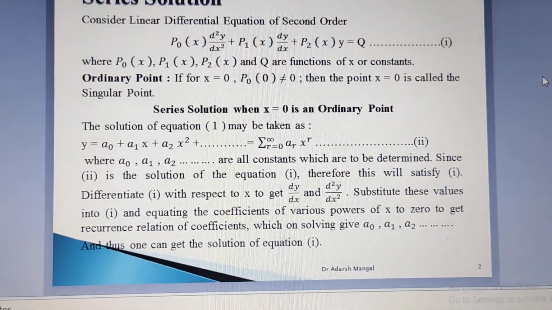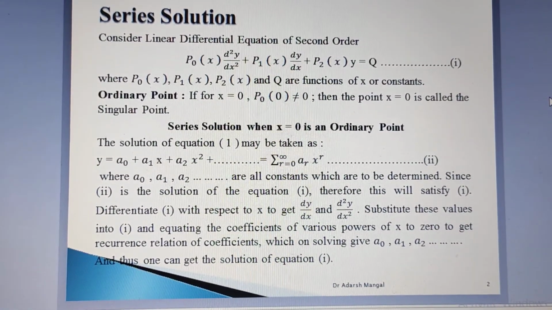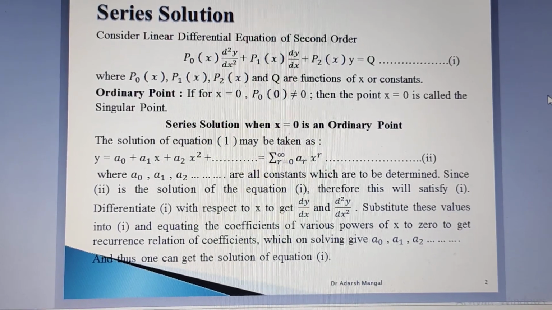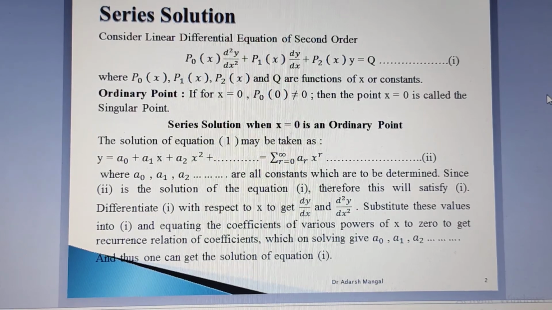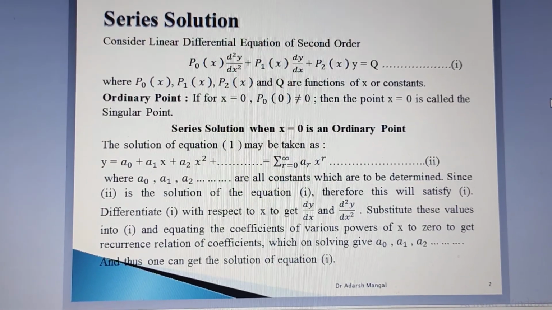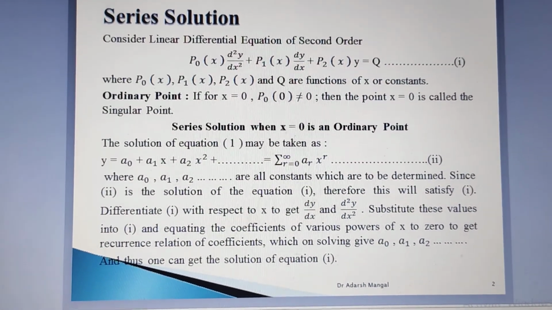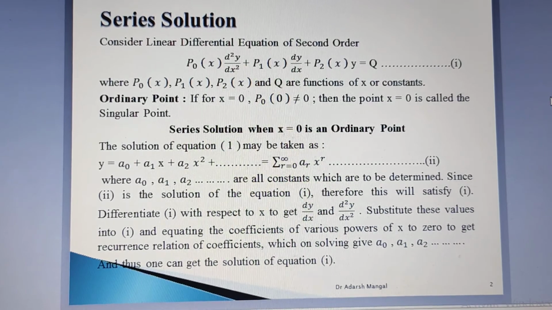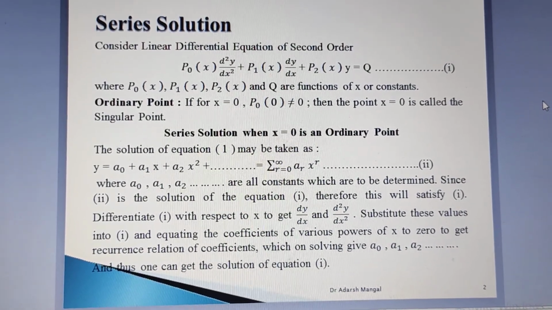Now let us consider what is an ordinary point. x is equal to 0 is an ordinary point if P naught 0 is non-zero, not equal to 0. At x is equal to 0, if P naught 0 is zero, then x is equal to 0 is called the singular point.